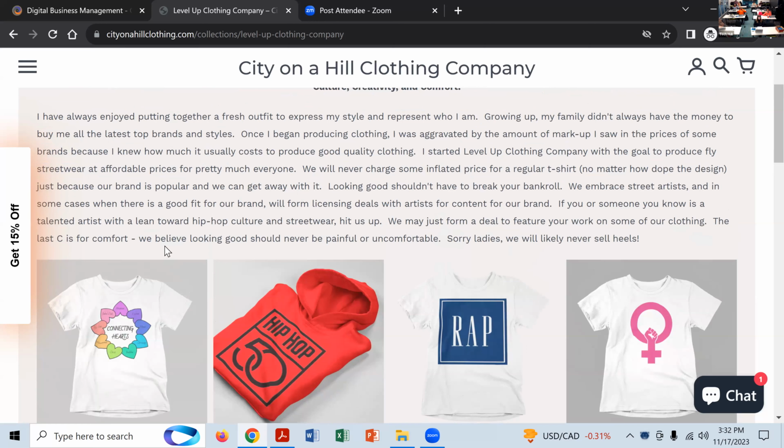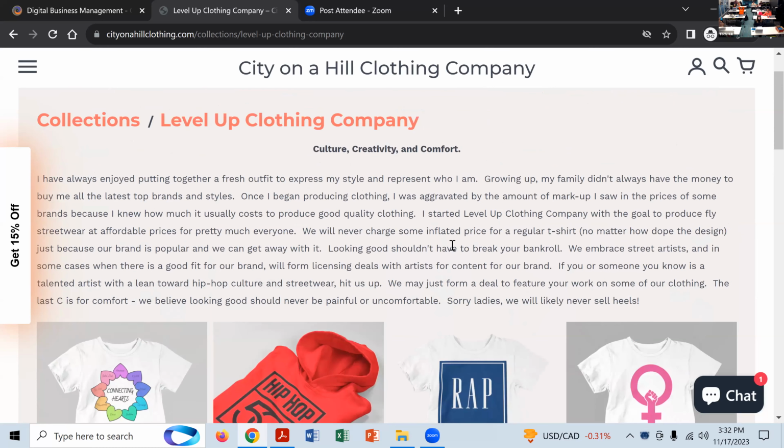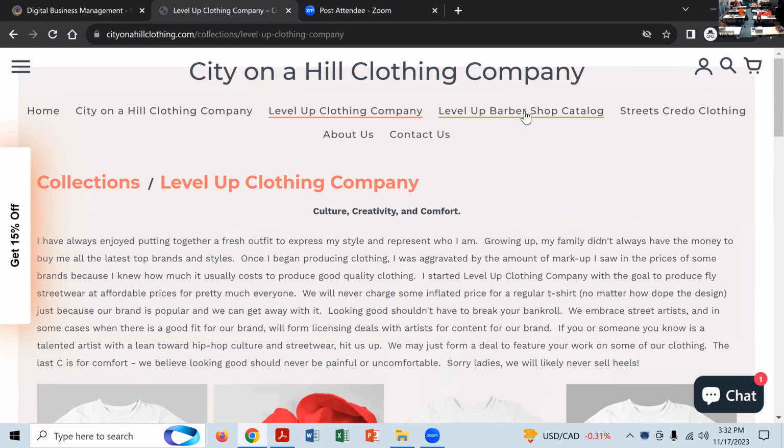Yeah, the last C is for comfort. We believe looking good should never be painful or uncomfortable. Sorry, ladies, we will never sell heels. I don't wanna agree with that. We're gonna have to talk about that.